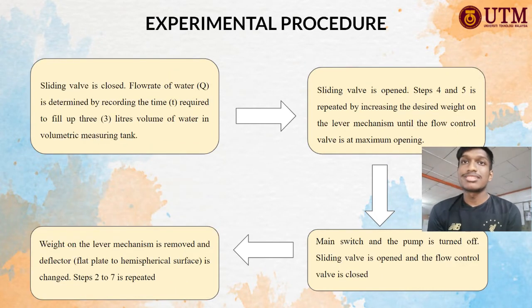The fifth one is the sliding valve is closed. The flow rate of water is determined by recording the time required to fill up 3 liter volume of water in the volumetric measuring tank. The sixth one is the sliding valve is open.